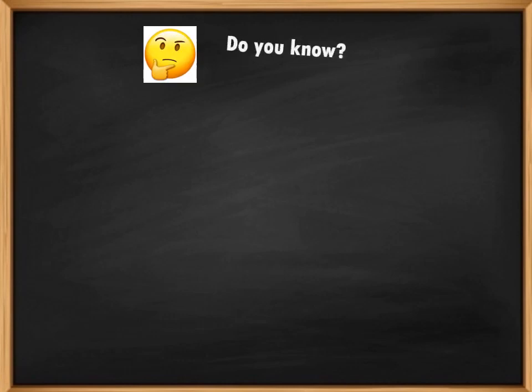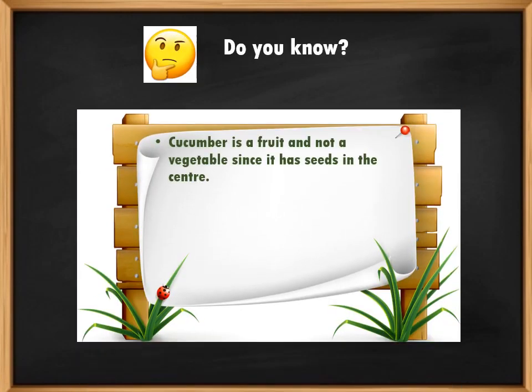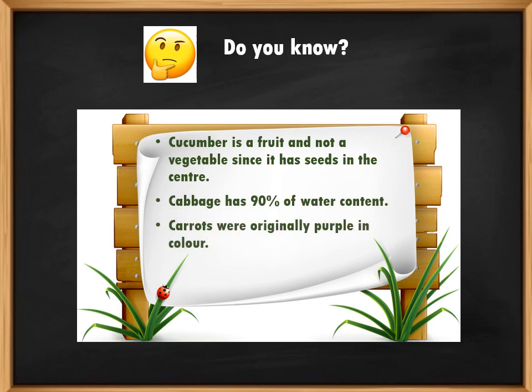Do you know? Cucumber is a fruit and not a vegetable since it has seeds in the center. Cabbage has 90% of water content. Carrots were originally purple in color.